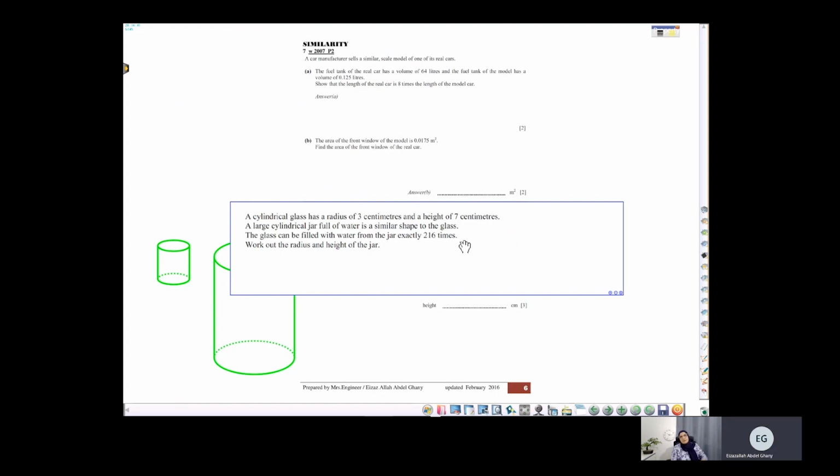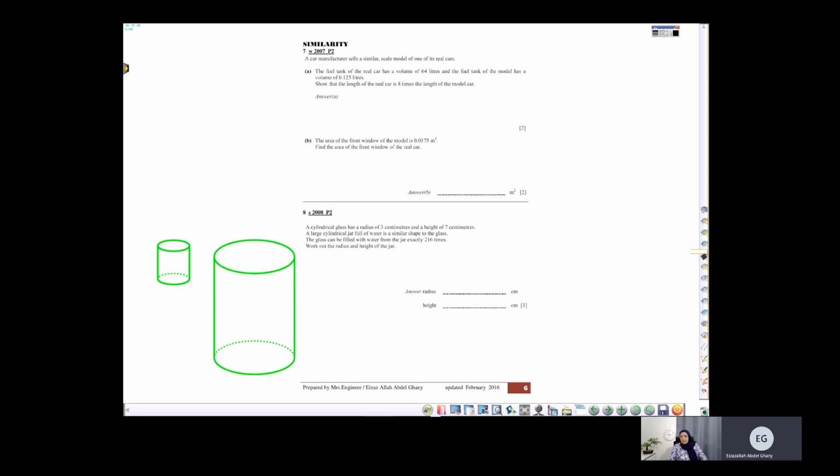So the glass can be filled with water from the jar 216 times. So the volume of the bigger cylinder is 216 times the volume of the baby cylinder. Work out the radius and the height of the jar. First of all, I want to concentrate on which is the glass. It's the baby cylinder. Which is the jar? It's the bigger cylinder.